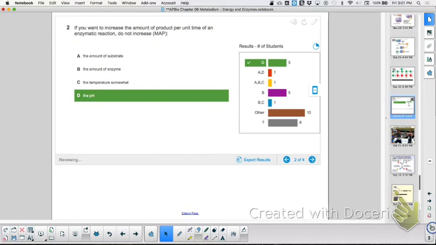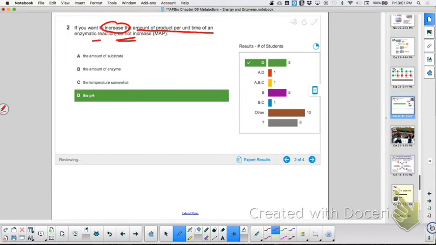Good. If you want to increase the amount of product per unit time of an enzymatic reaction, did you read what this said? Do not increase this. Did you see that? Do not increase this. So the pH does not. If you increase the amount of substrate, it says do not do this. If you want to increase the amount of product, don't do this.